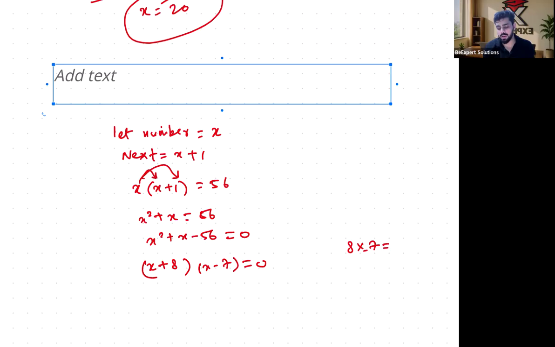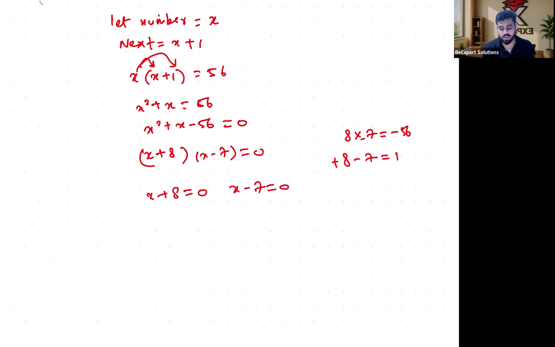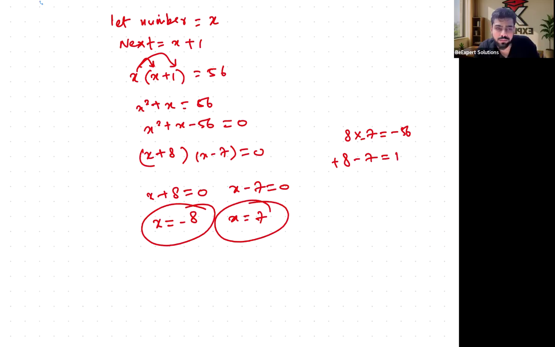And if you do plus 8 and minus 7, you will get 1, obviously. So that's how simple it is. You break it down and you get two equations, x plus 8 equals 0 and x minus 7 equals 0, and you apply that and you'll get x as minus 8 and x as positive 7. So these are the two values you will be getting.